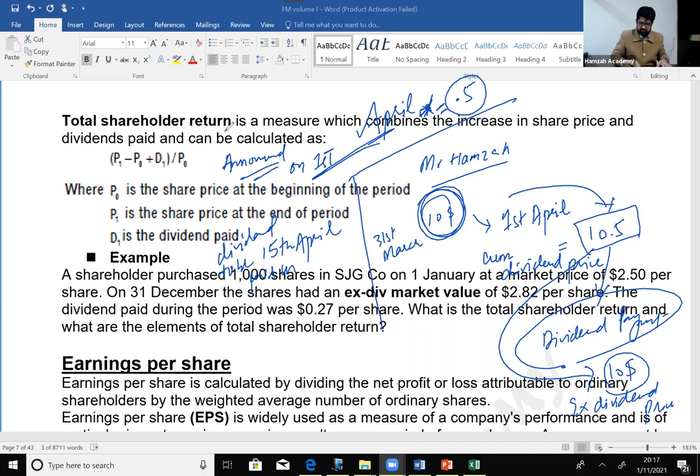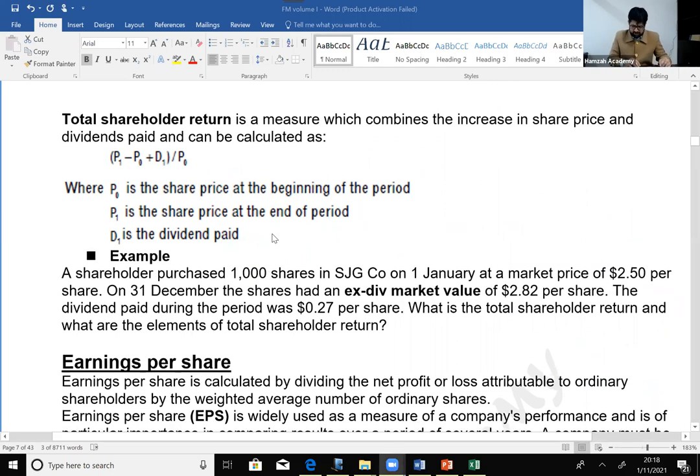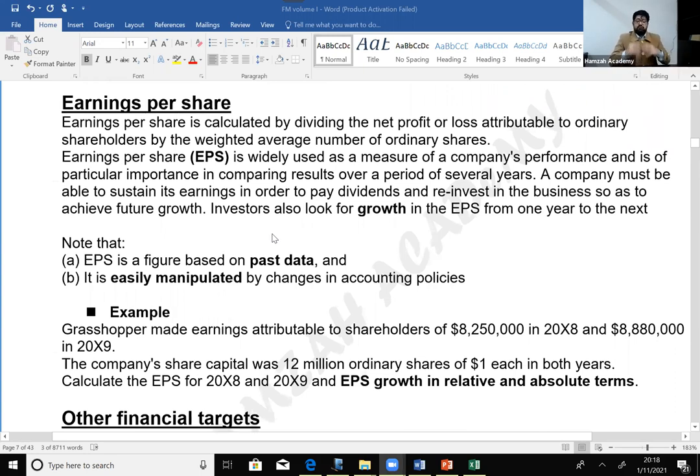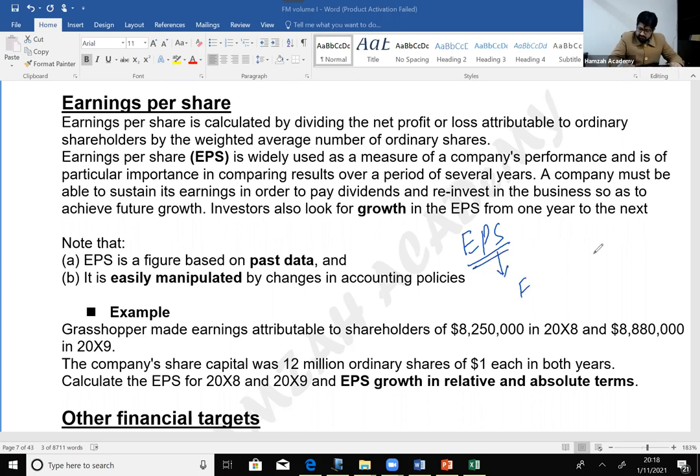Now, let us proceed further. Earning per share is another term which is very important from the point of view of investors, shareholders. Because earning per share, EPS, is also called a financial target. It is one of the financial targets of the company that they have to at least maintain. It is a performance measure. Earning per share.